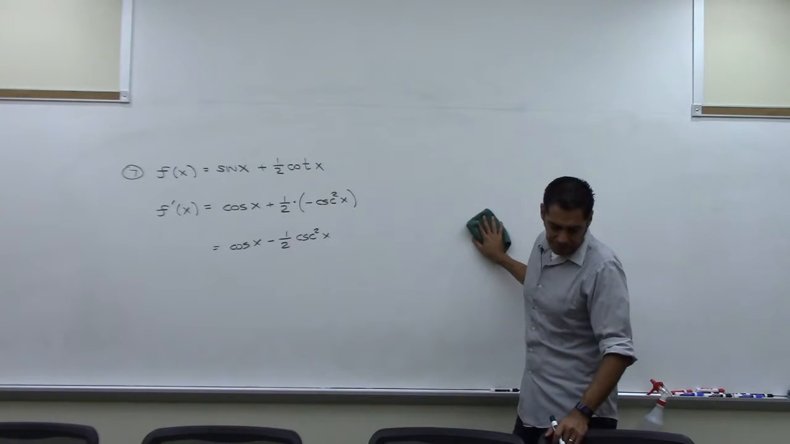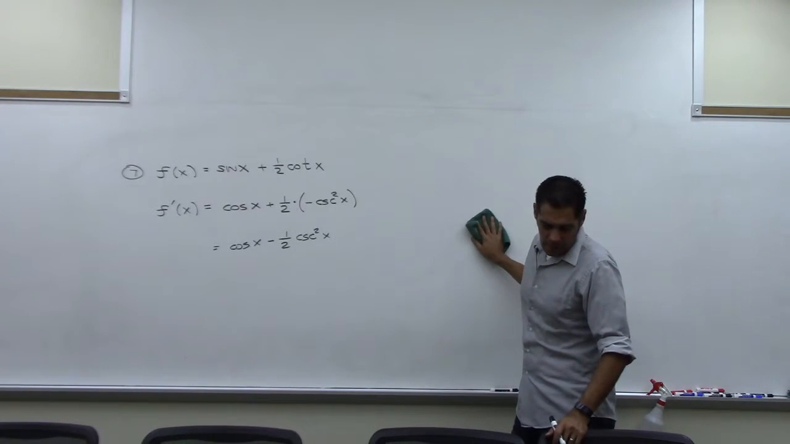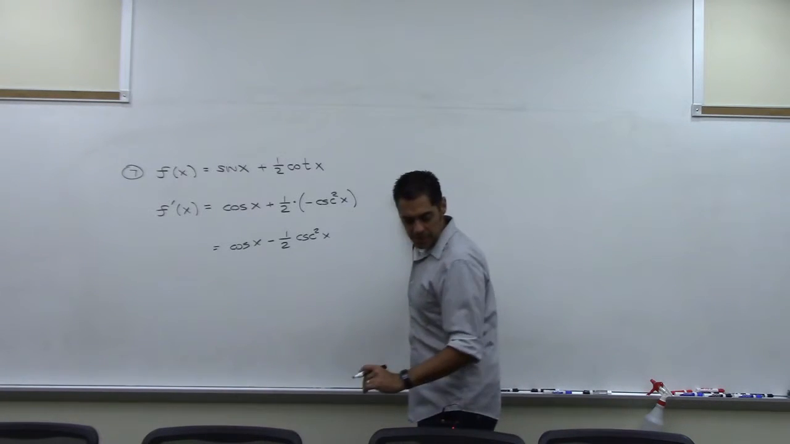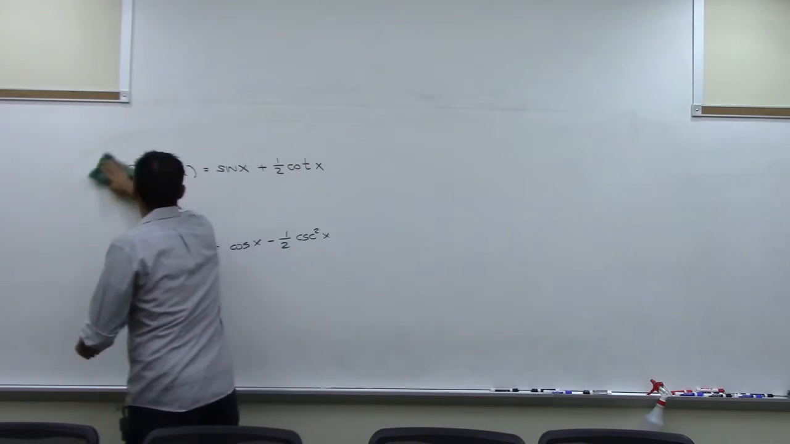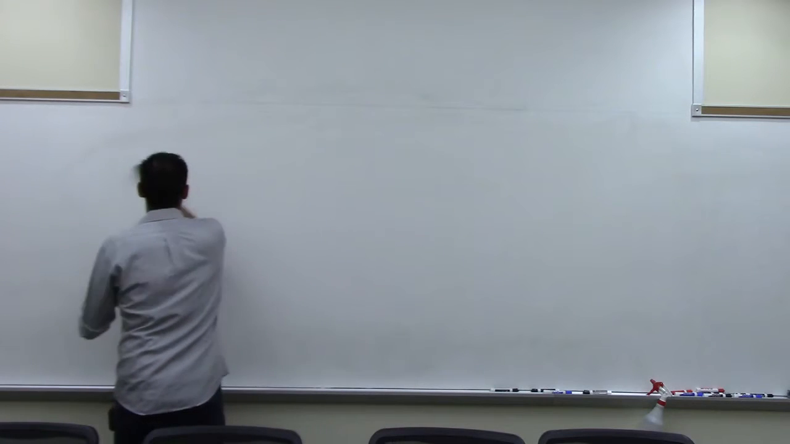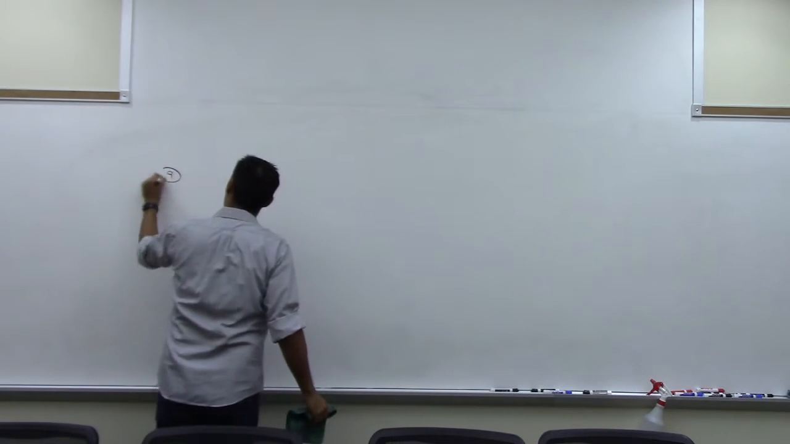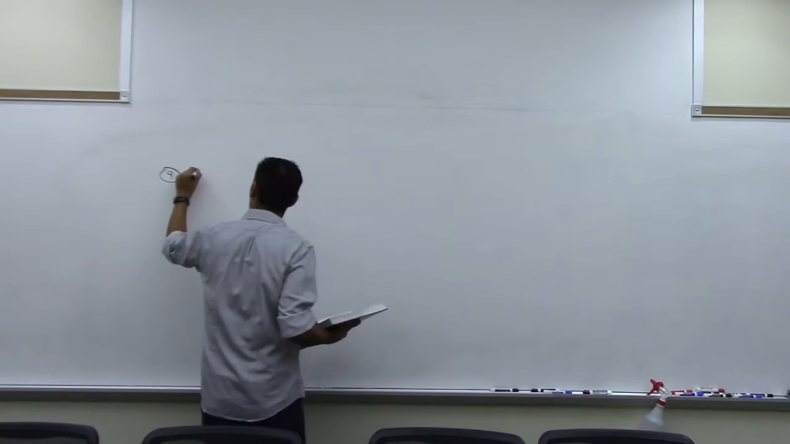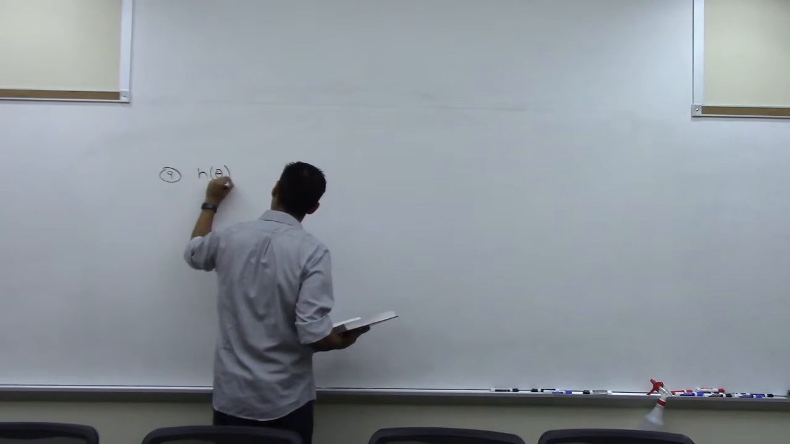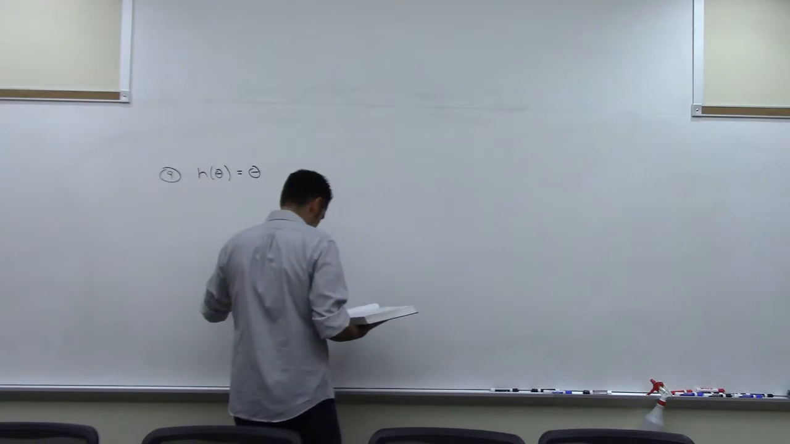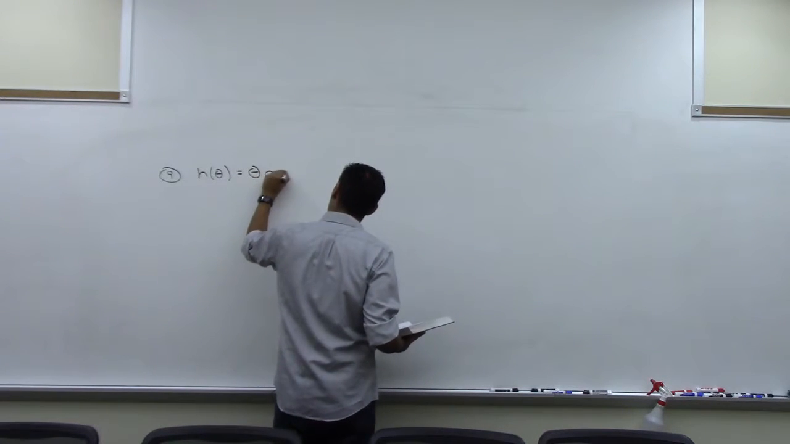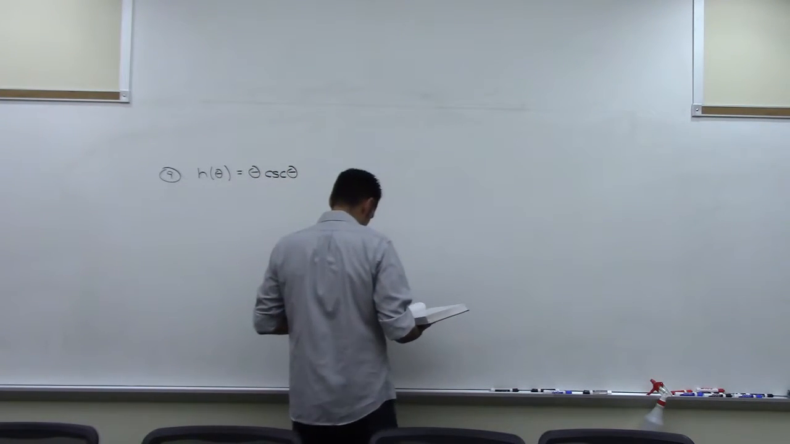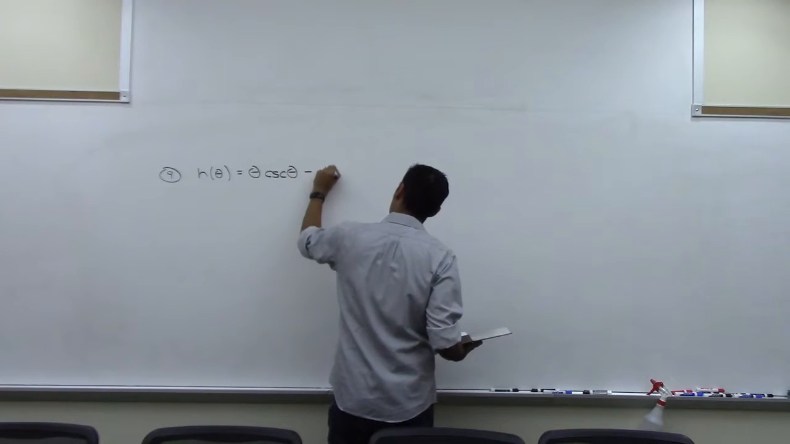Now, I'm going to do number 9, even though it's not assigned. I think number 9 is a good one. You have h of theta, so they're using a different variable here, equals theta cosecant theta minus cotangent theta.